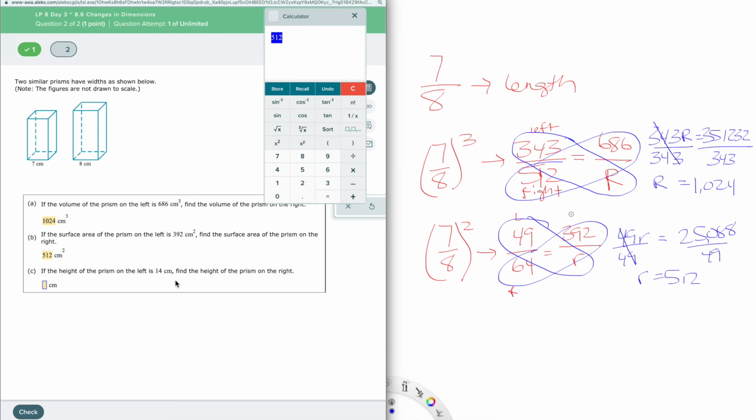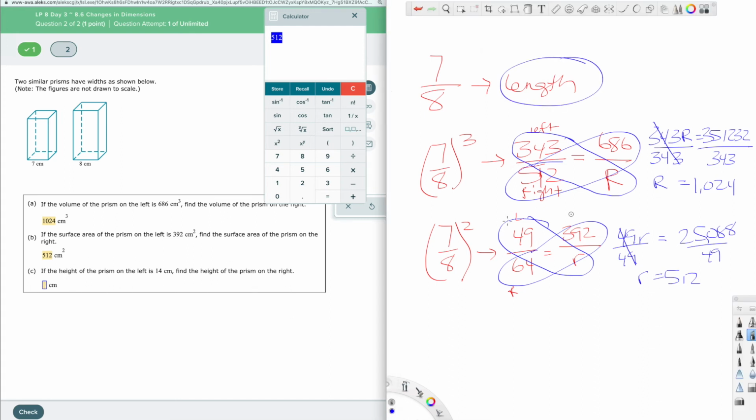All right, the last one says if the height of the prism on the left is 14 centimeters, find the height of the prism on the right. So height, that's a length. So we're actually going back to our 7/8. I don't need to do anything at all to it. That is the ratio for the lengths. So if the left is 14, what is the right? So I'll just go with X on this one, so I'm using a different variable.